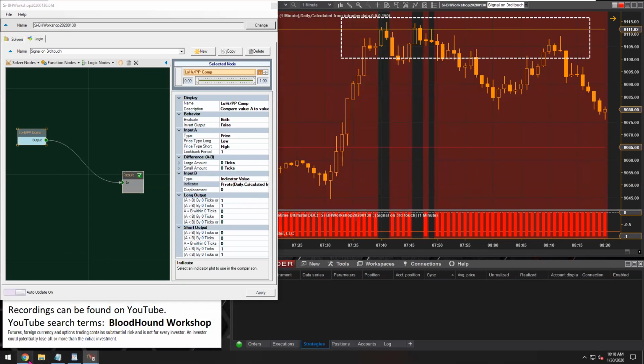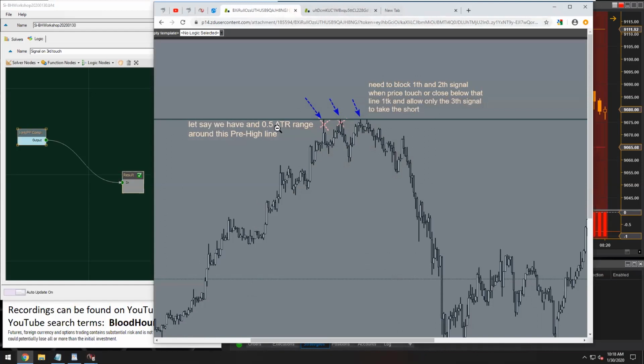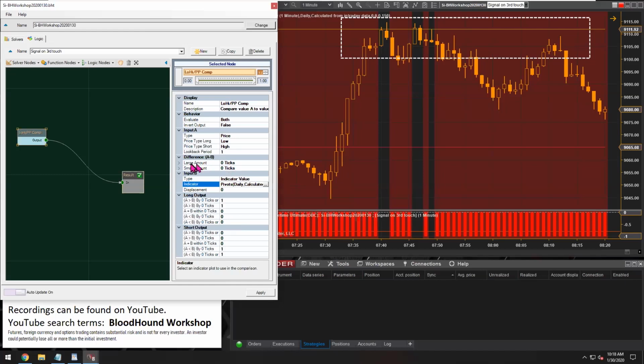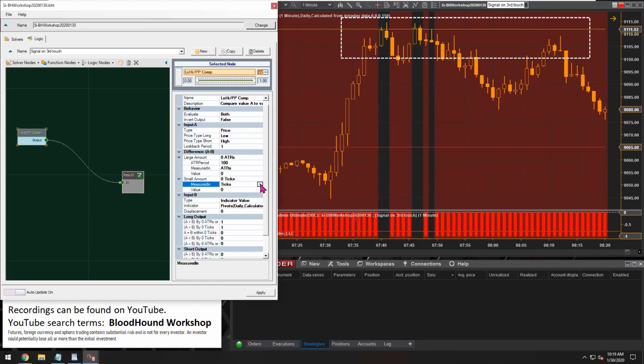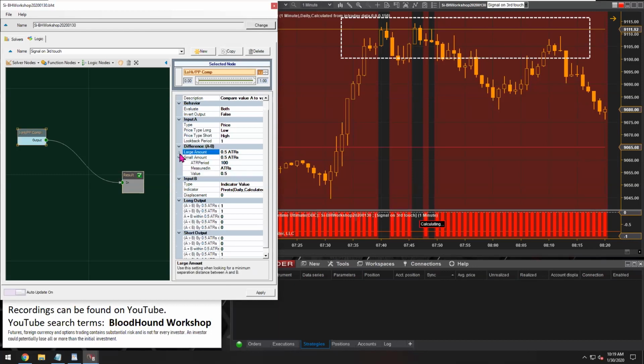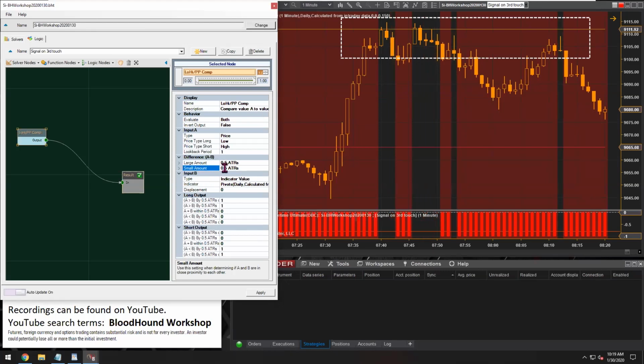And going back to the screenshot. So Vito wants to use a 0.5 ATR range there. So we're going to go into the difference here. And we're going to change our measured in units here from ticks to ATRs. And we want, there we go, 0.5 ATR. So now I can close that back up, and there we go.